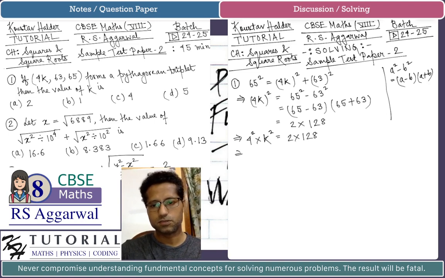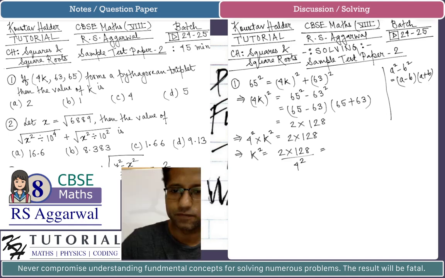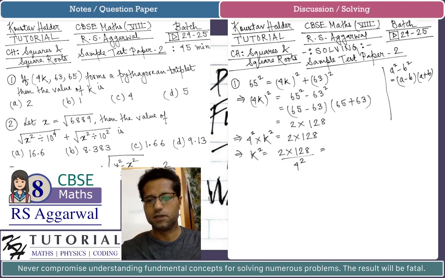Now this implies k square is equal to 2 multiplied by 128 divided by 4 square. Now you have to simplify this fraction by doing cancellation. It is better if you can express this in the form of a square, then directly you can get the value of k.